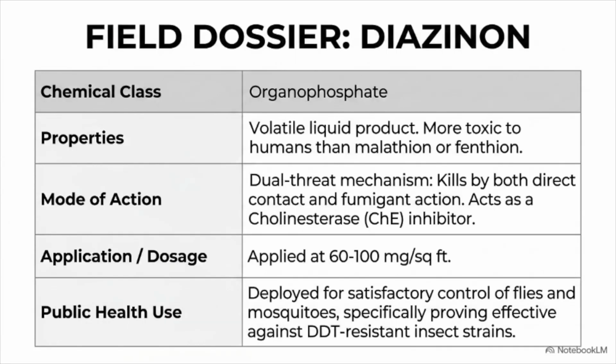Diazinon is an organophosphate, a volatile liquid product that is more toxic to humans than malathion or fenthion. It has a dual threat mechanism, killing by both direct contact and fumigant action, and it acts as a choline esterase inhibitor. It is applied at 60 to 100 milligrams per square foot, and it is deployed for satisfactory control of flies and mosquitoes, proving specifically effective against DDT-resistant insect strains.